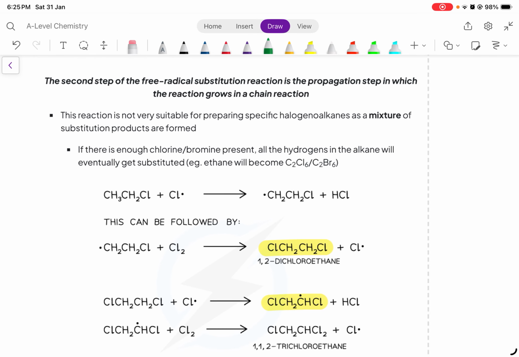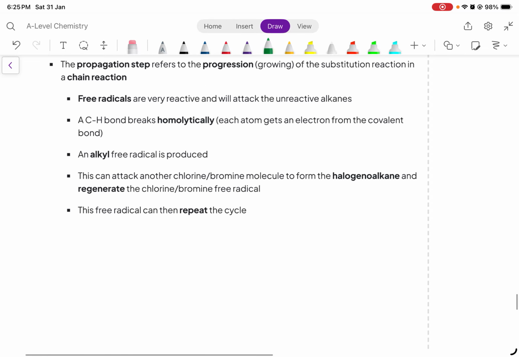Okay, so of course, sometimes it may not be suitable. It may depend on the case. As you can see, the reaction is not very suitable for preparing specific halogenoalkanes, as it gives a mixture. So if there is enough of the bromine or chlorine present, it will get enough of the substitution. Okay, so what I mean is that we need a lot of chlorine or bromine together, then it can carry out this chain reaction.